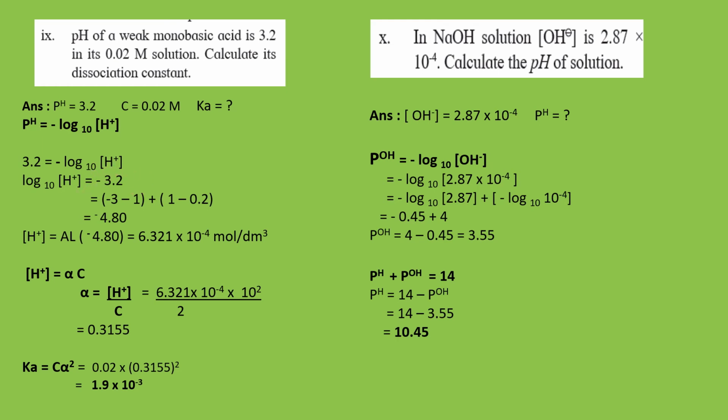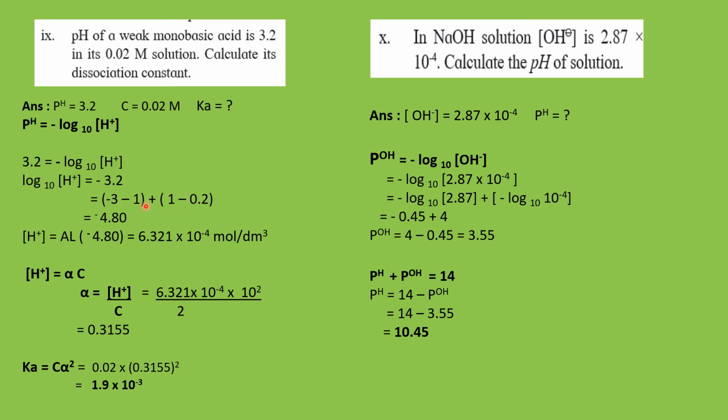But for a negative number, there is no anti-logarithm, so we have to make it positive. For that, we have to subtract 1 and add 1 to this number and make it a positive part. Which can be written as minus 3 minus 1 plus 1 minus 0.2. So here subtracting 1 and adding 1, there is no change in the number.